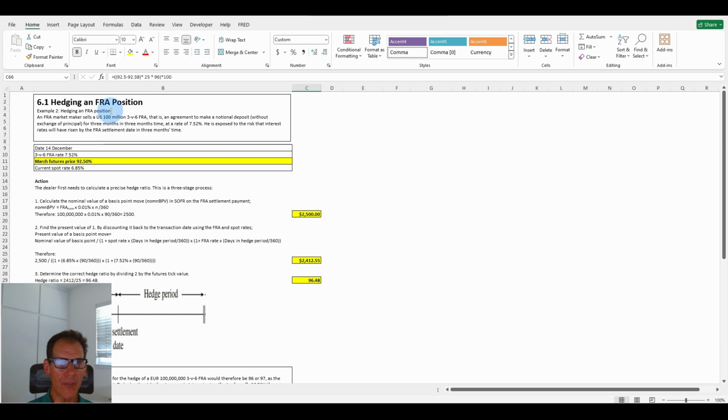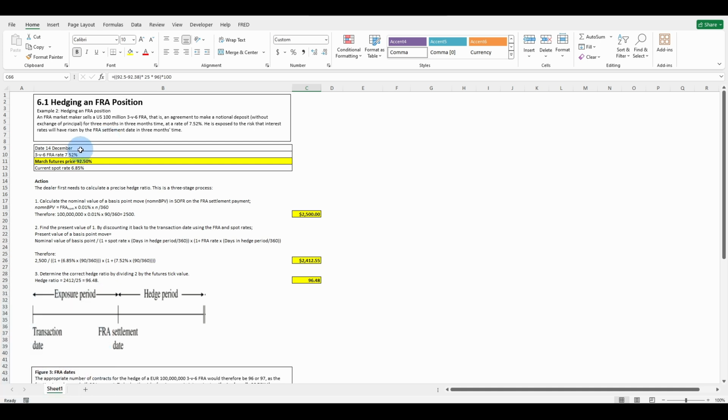Example, hedging an FRA position. An FRA market maker sells a US $100 million 3x6 FRA. That is an agreement to make a notional deposit, without exchange of principal, for 3 months in 3 months' time at a rate of 7.52. He's exposed to the risk that interest rates will have risen by the FRA settlement date in 3 months' time.